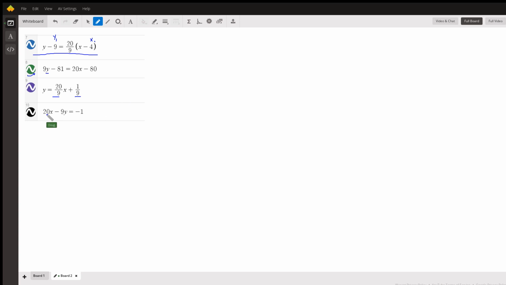Or I can put it in standard form, getting terms with x and y on one side and the constants on the other. Okay, the question didn't give directions as to what form to write it in. This is probably a good one to go to, but there's nothing wrong with point slope.